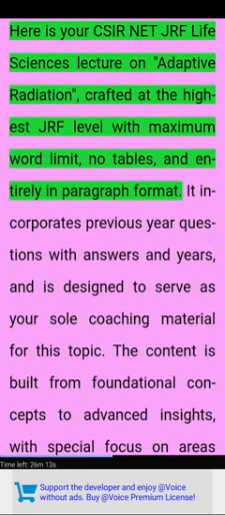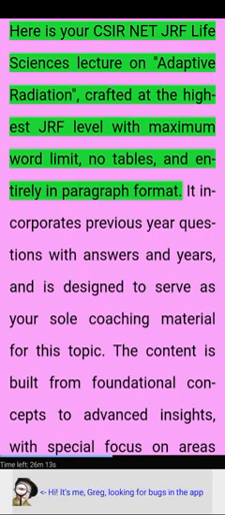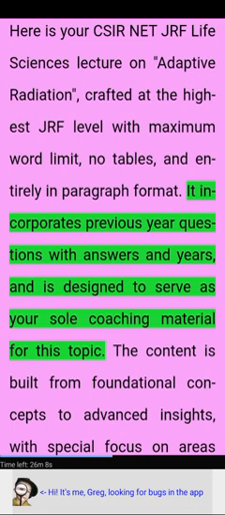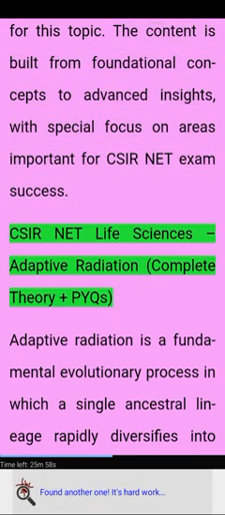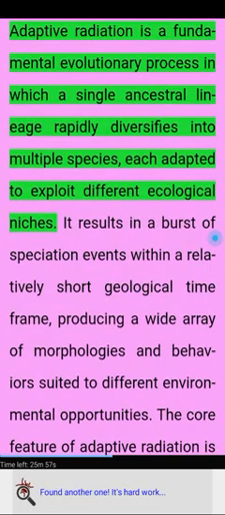Here is your CSIR NET JRF Life Sciences lecture on adaptive radiation, crafted at the highest JRF level with maximum word limit, no tables, and entirely in paragraph format. It incorporates previous year questions with answers and years, and is designed to serve as your sole coaching material for this topic. The content is built from foundational concepts to advanced insights, with special focus on areas important for CSIR NET exam success. CSIR NET Life Sciences, Adaptive Radiation, Complete Theory plus PYQs.